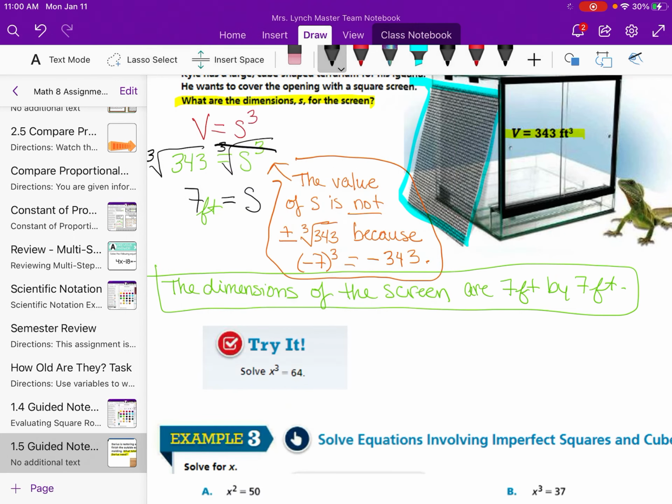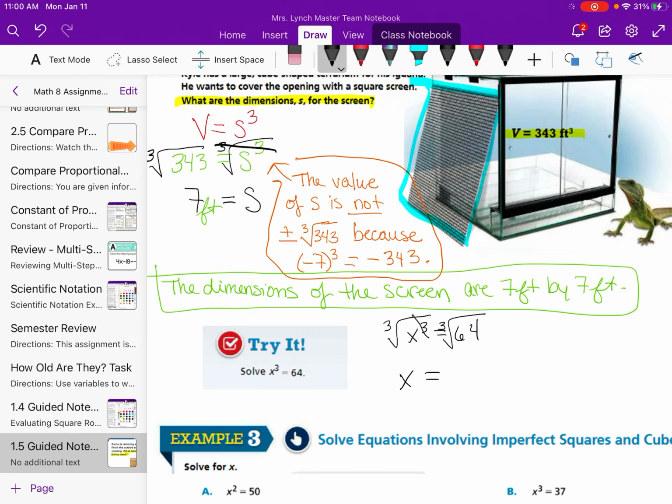Okay, I'm just going to rewrite it for us. So x cubed equals 64. And all you have to do, again, your goal is to get the x by itself. So in order to get rid of that power of 3, we're going to take the cubed root. So again, gotta make sure you put the cube there. Very important. So the cube root cancels and leaves you with just the x.